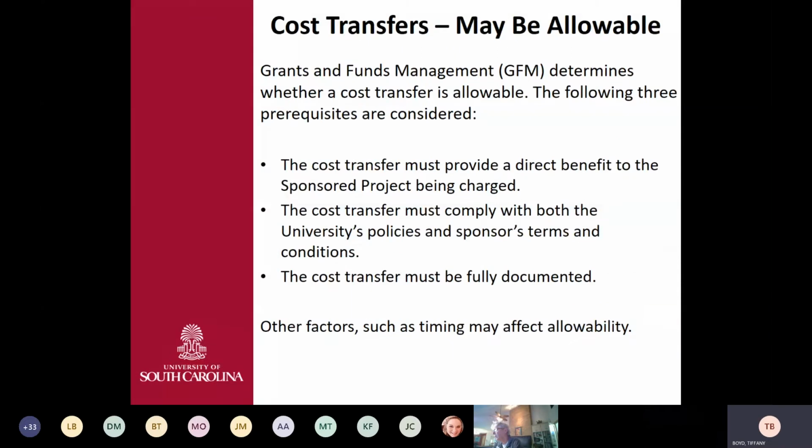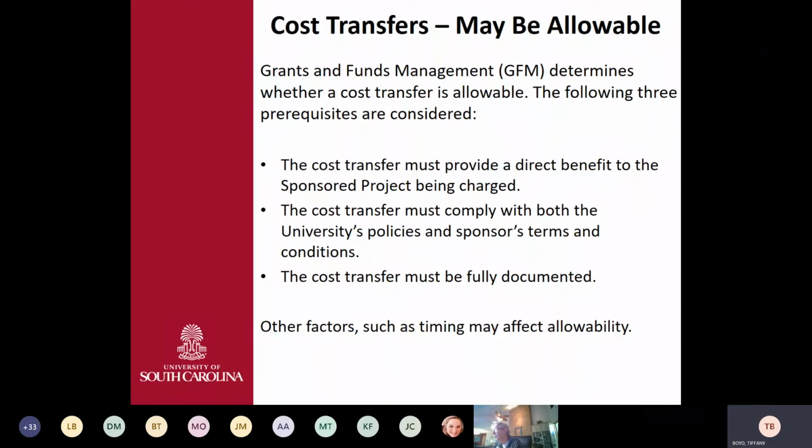So, some cost transfers that may be allowable. Again, all cost transfers are going to flow through Grants and Funds Management to determine whether or not it is allowable. There are going to be three prerequisites that we consider in that determination. The first one is: is the cost transfer providing a direct benefit to the project it's being charged to? The second one is: does it comply with the university policy and the sponsor's terms and conditions? And the last one is: is it fully documented?